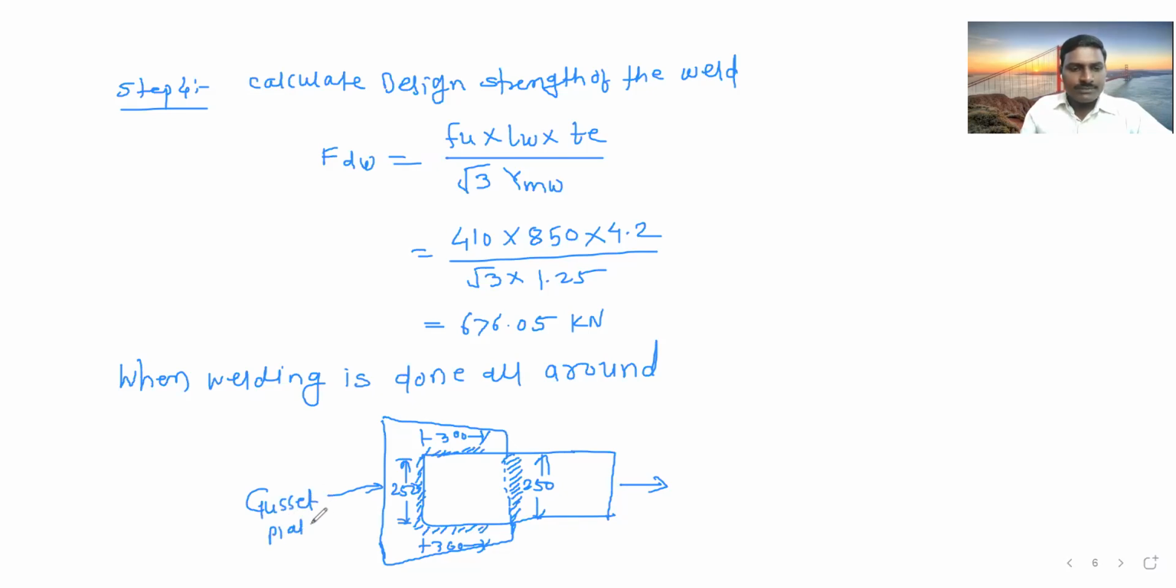Everyone got this figure? This is the gusset plate and this is the angle. So now we have to solve this again. Everyone draw the sketch. Okay, same procedure we have to follow. Again, step 1.